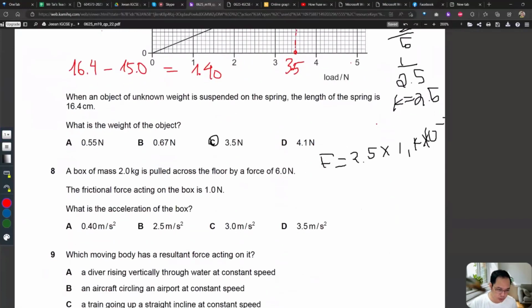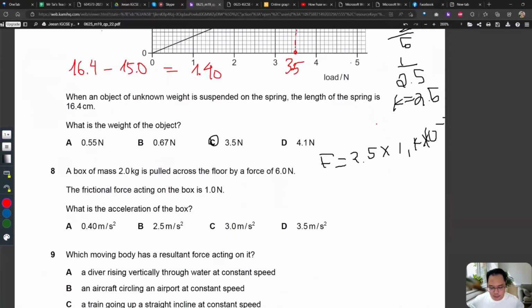Question 8. A box of mass 2 kilograms is pulled across the floor by a force of 6 newtons. The frictional force is 1. What is the acceleration? You need to take the force 6 Newton pushing it, subtract the frictional force 1. It means the resultant force is 6 minus 1, which is 5 newtons, and then divide by the mass. Acceleration is F over m. So 5 Newton resultant force divided by 2 kilograms, the acceleration is 2.5 meter per second square.